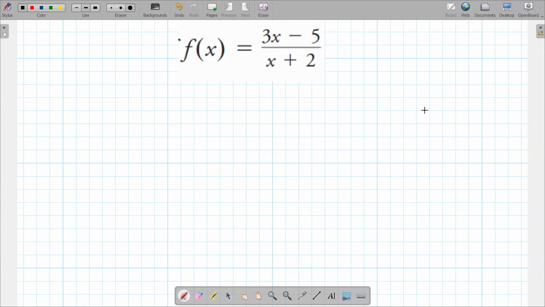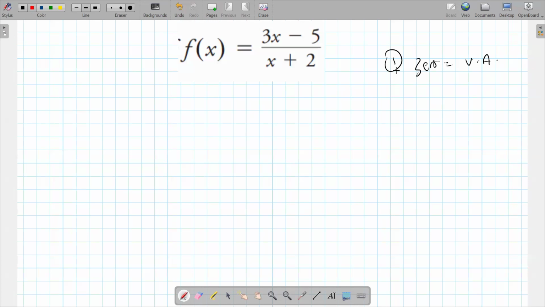So for rational functions, the rules are a little bit different. Well, the zero rule, the vertical asymptote rule, is the same. Rule number one is the same. Zero becomes a VA. But here's what you should consider for a rational function. Okay, I'm going to give you a new set of rules.